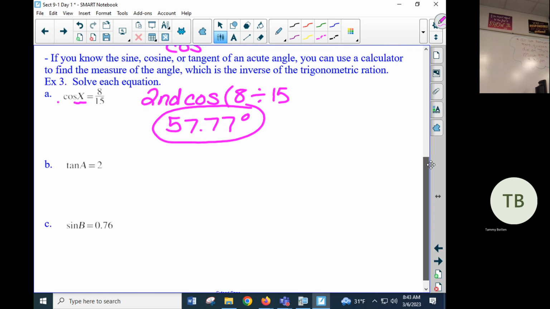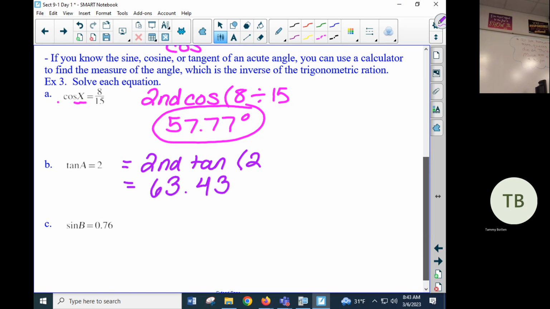Okay, so let's try this next one. This one's tangent. So we're going to go second tan. A parenthesis is going to come up, and you're just going to put 2 there. You can put a parenthesis after it, but you really don't have to. And I got 63.43 degrees.